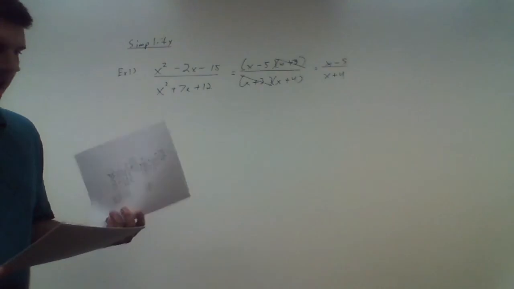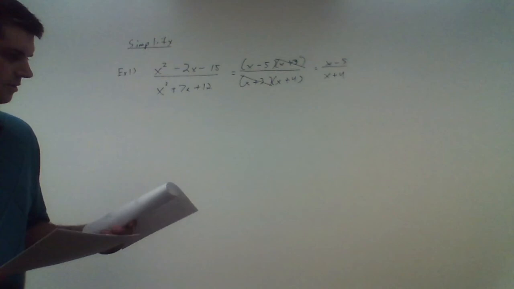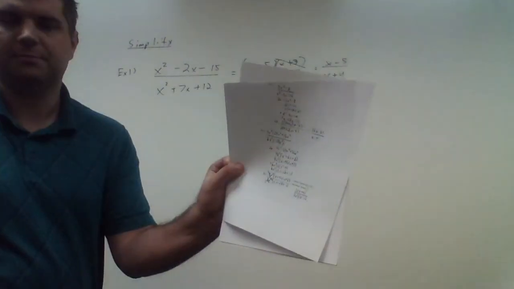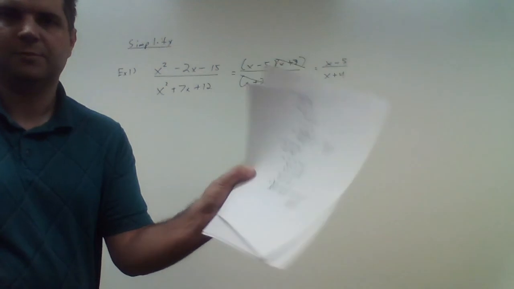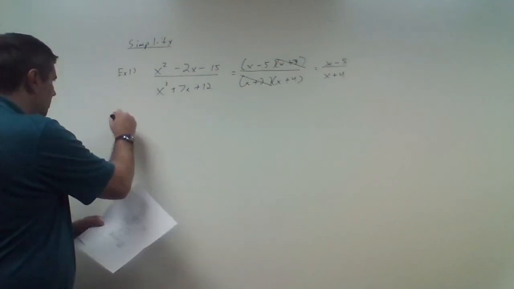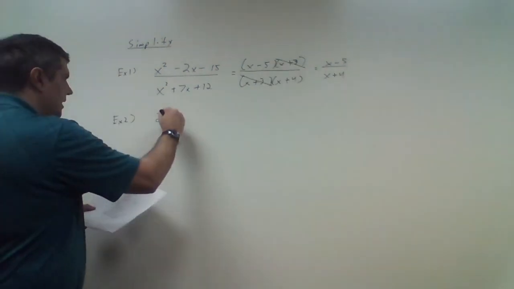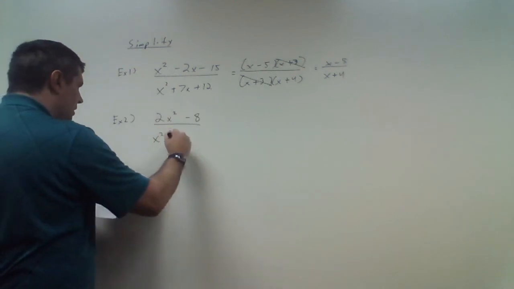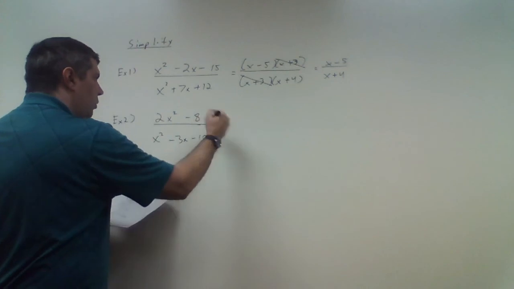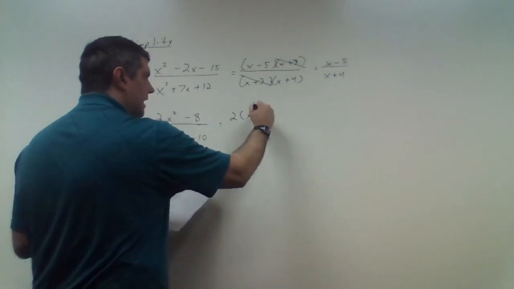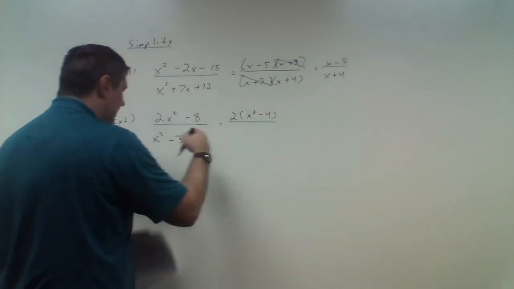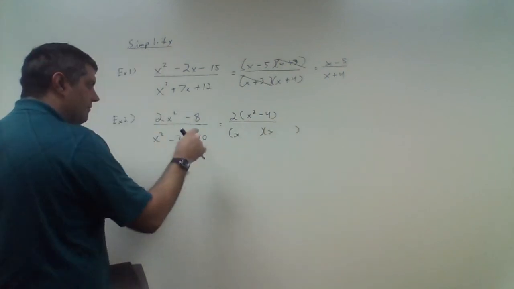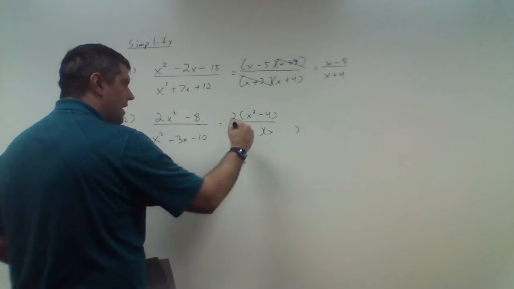Okay? Now we're not going to do all of these. I think I'll take a look at example 2. So, example 2 is 2x squared minus 8 over x squared minus 3x minus 10. We can factor 2 out of this, and that gives me x squared minus 4. Down here, x and x, I need 2 factors of negative 10 that add to negative 3, that's negative 5 and positive 2.